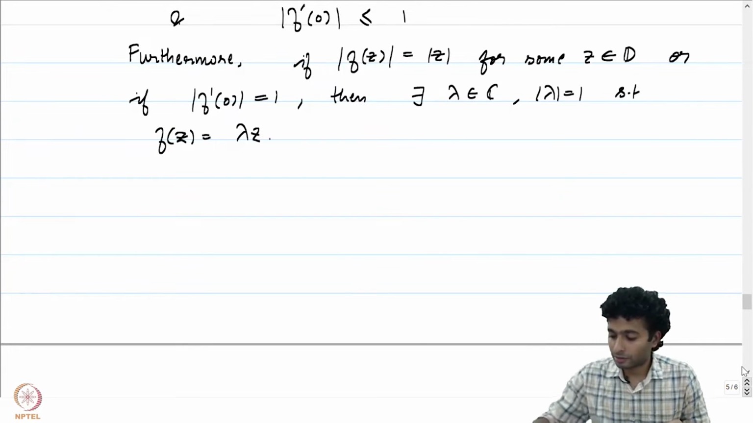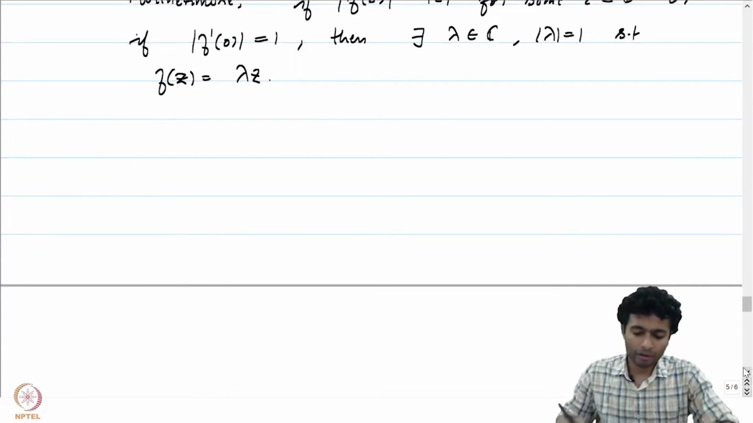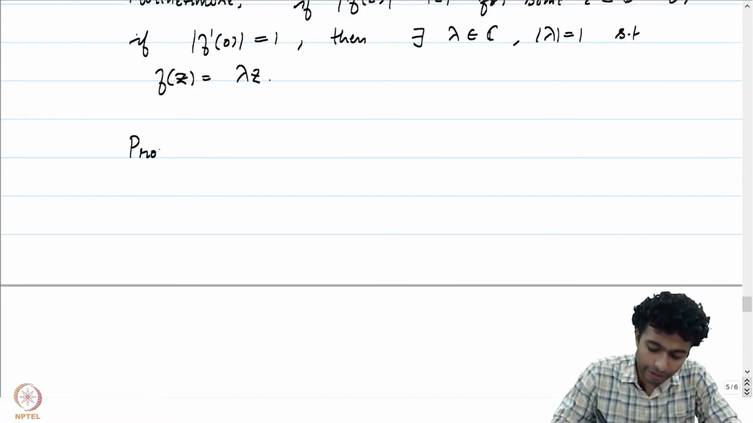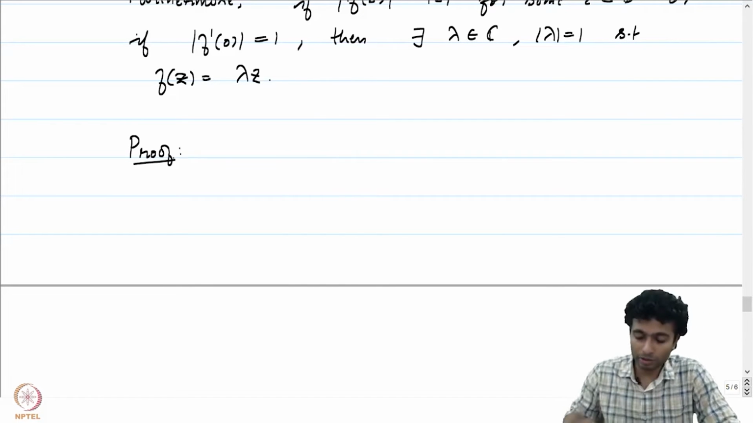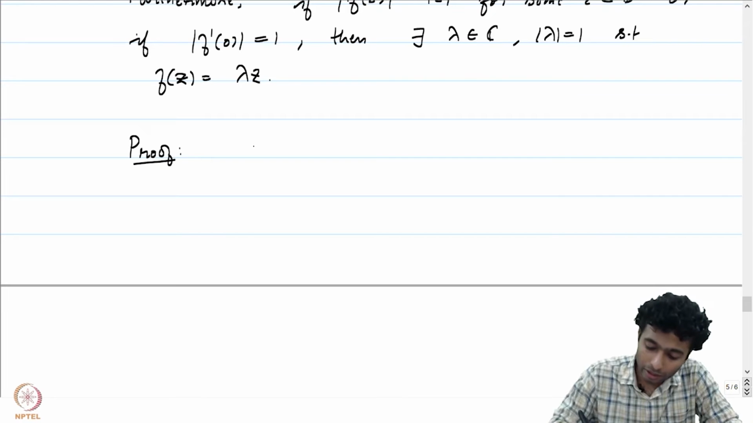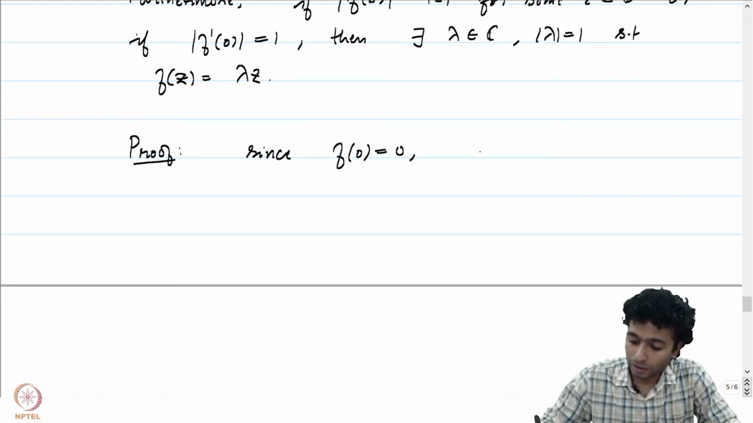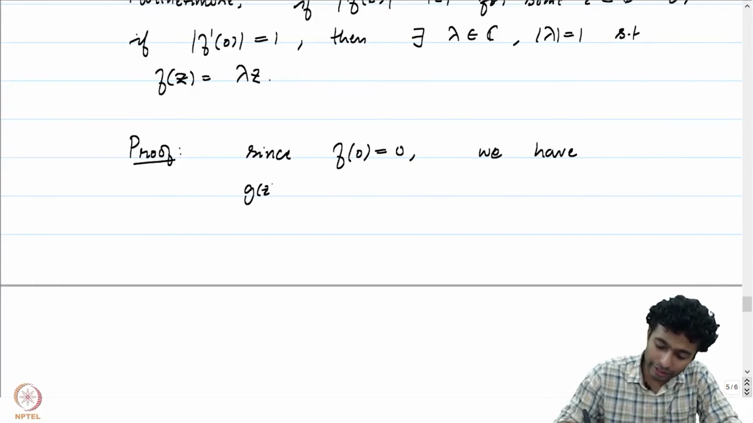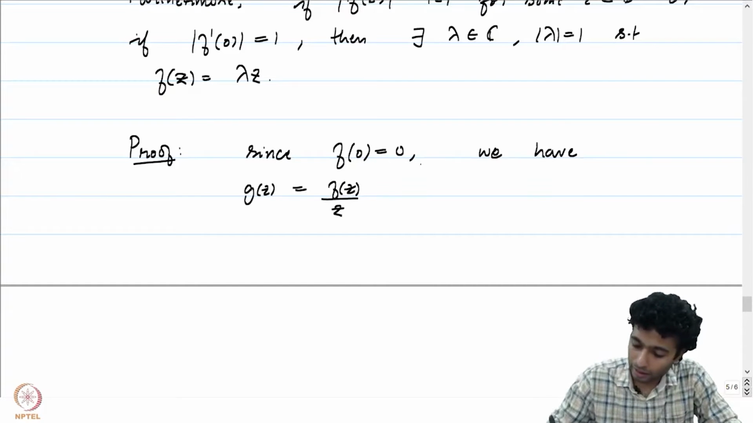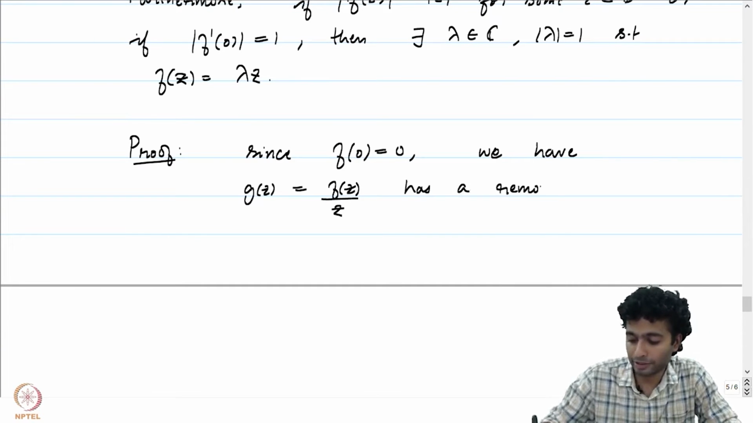Let's give a proof of this particular theorem. It's actually a quite straightforward application of the maximum modulus principle. So to see how the maximum modulus principle comes into the story, since f(0) is equal to 0, we have g(z) equal to f(z) by z has a removable singularity at 0.